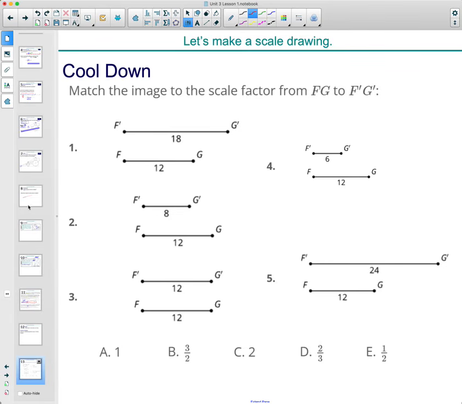So here's a cool down to see if you have control over what we learned in this lesson. Go ahead and talk about this with your group, or try it yourself, pause the video, and then come back.